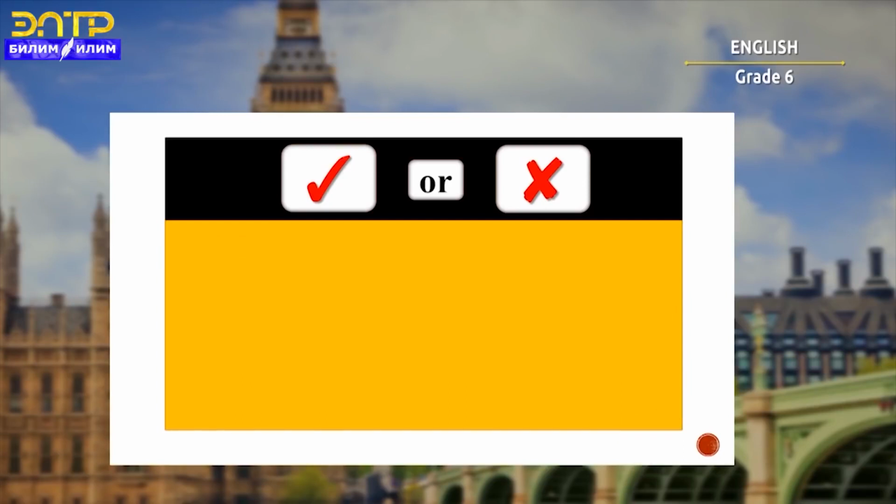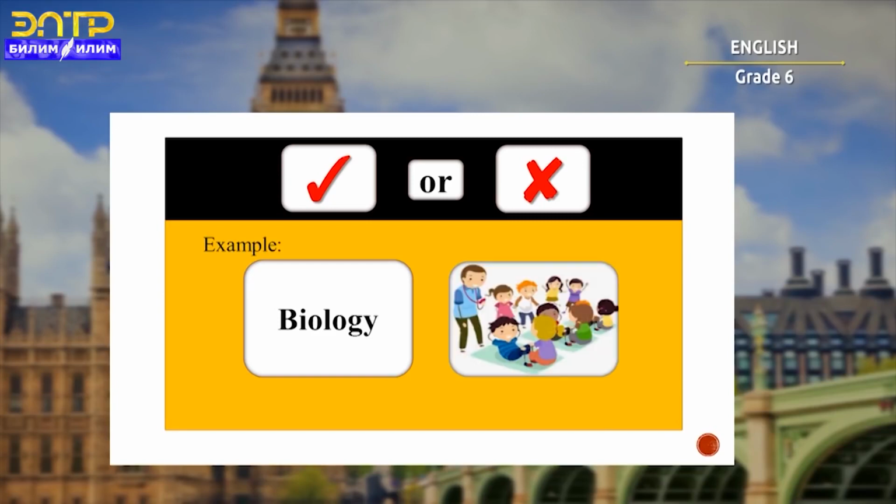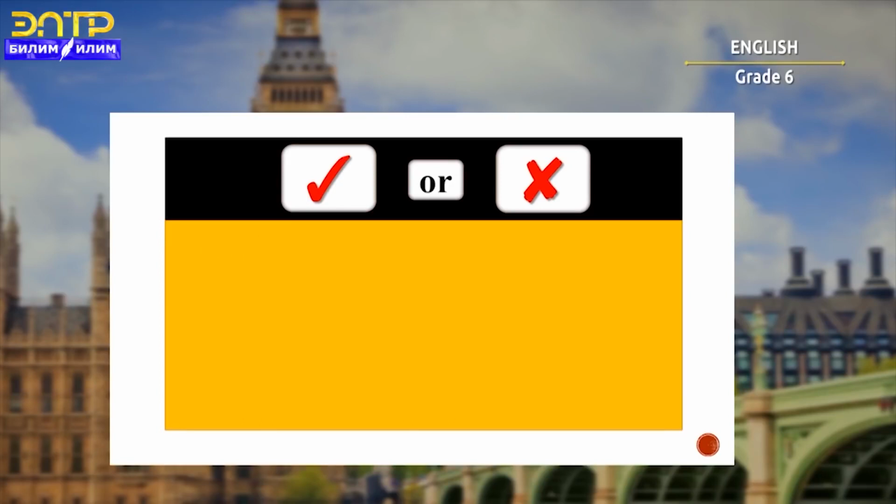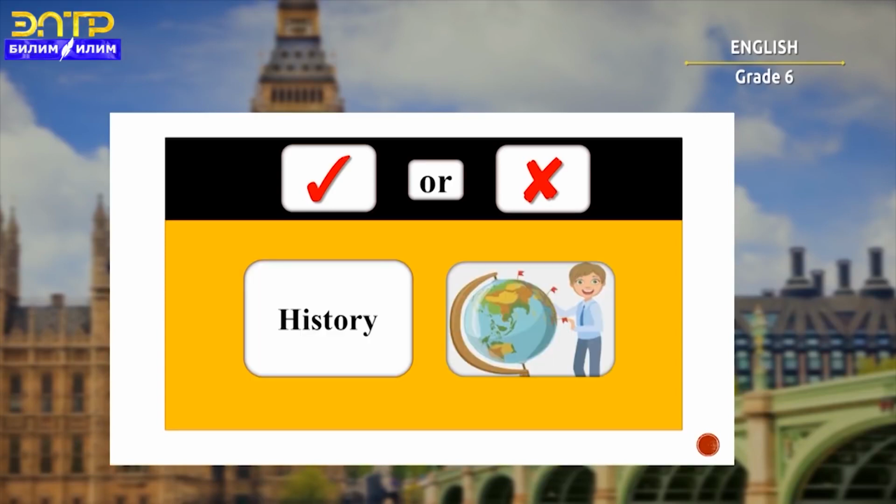Let's look at another example. The word is biology, and let's look at the picture. Is it correct? No, we can see PE on the picture, so we put a cross. Now let's do the other activities. You have 5 seconds to think.